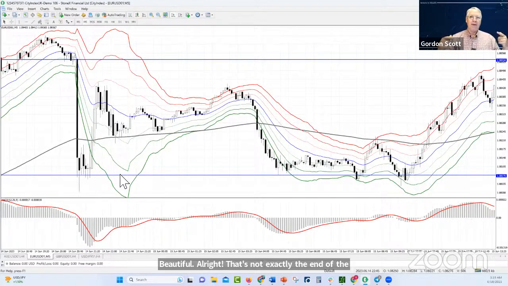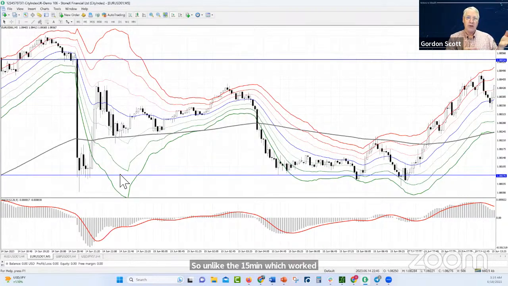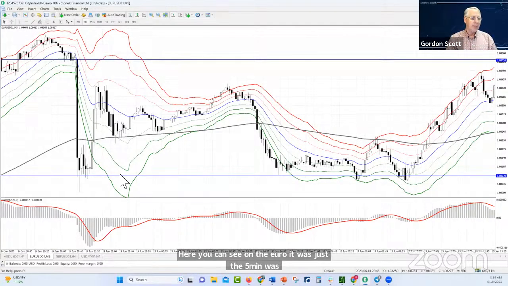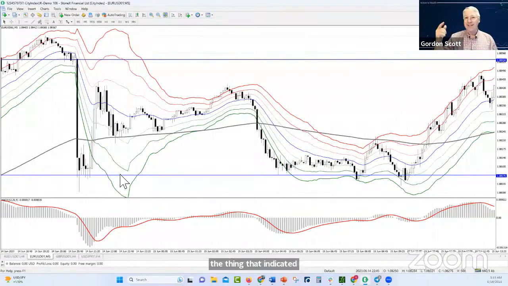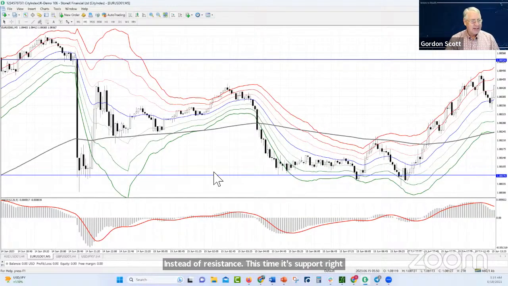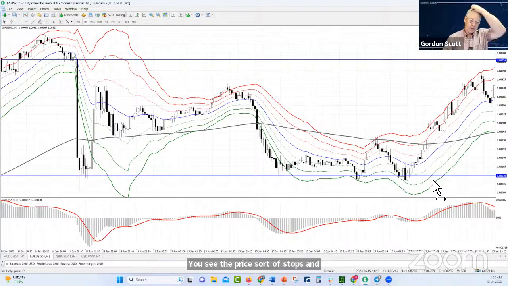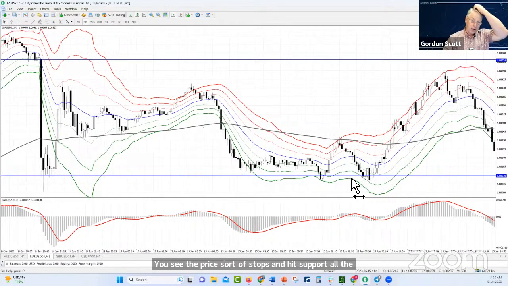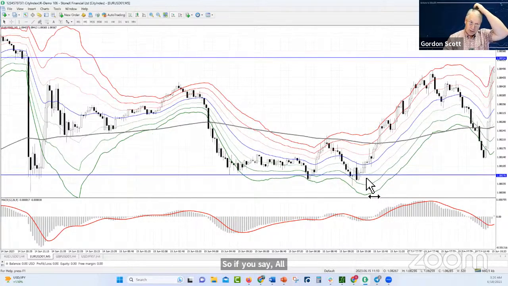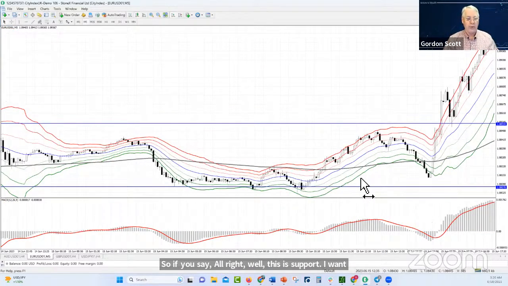So unlike the 15 minutes, which worked well on the dollar, here you can see on the Euro USD, it was the 5 minute that indicated, instead of resistance, this time it's support, right? Here it is. See how we get down here, and at this level, maybe even a little bit lower, you see the price stops and hits support all the way through. So if you say, all right, this is support, I want to figure out when I can go long, right?